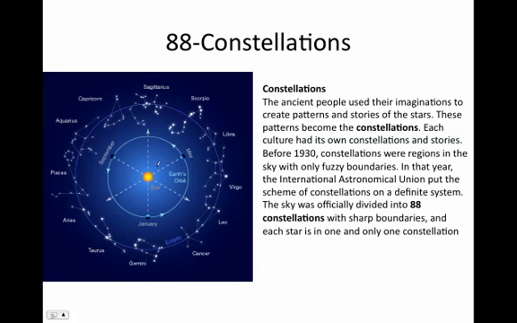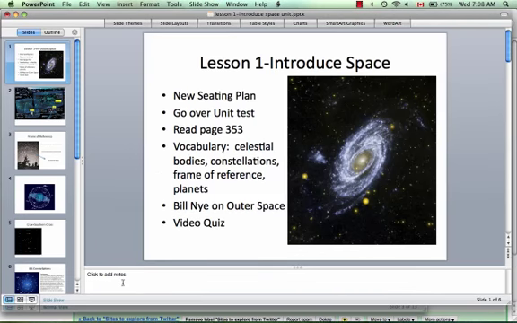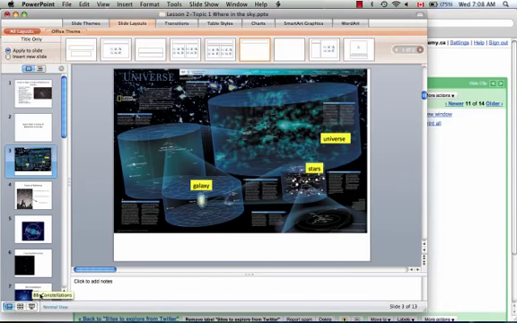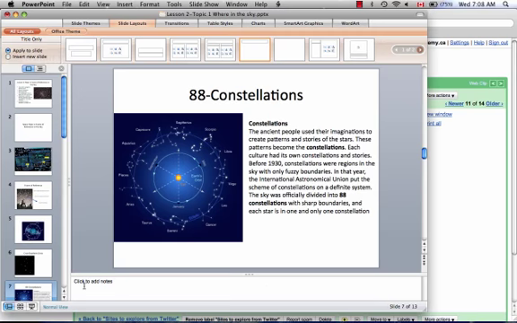Ancient people used to imagine that there were these patterns of stars that were called constellations. And officially, I think there are 88 constellations that they used to use to help predict things happening. Now, we don't have to know all the different constellations, but we should be aware that they're there. Let's keep going.